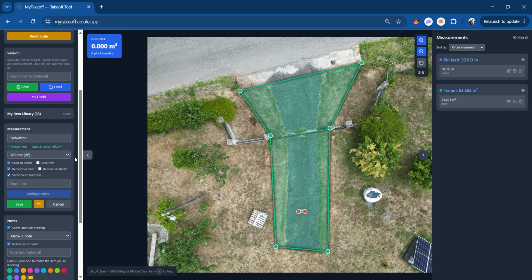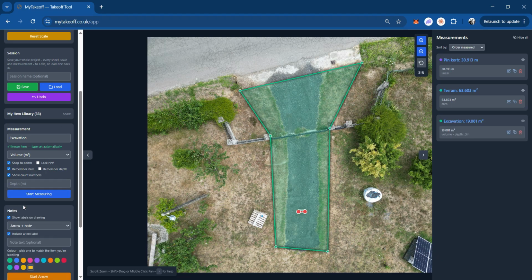We need to put that third dimension in, which is depth. So let's imagine that we're going to dig a foot or 300 millimeters of earth out here. So that's 0.3 of a meter, and you can see that's now worked out to 19 cubic meters. So if we press save, there we go. So this excavation has now appeared in the measurement pane, so we can see how much we've got to excavate.